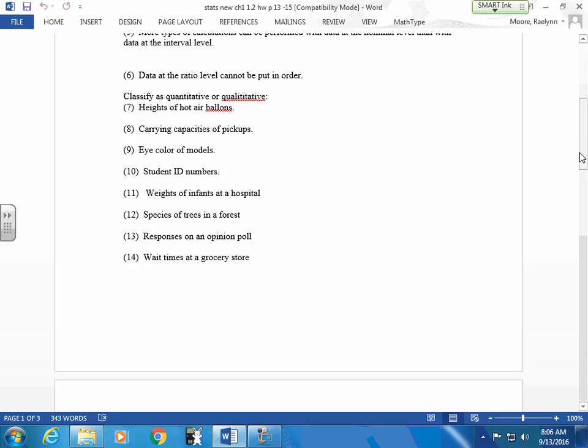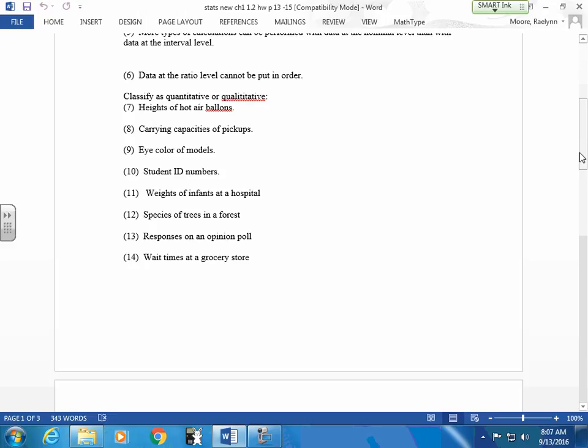Eye color of models, qualitative or quantitative? Qualitative. It just gives a quality of that person. What level of measurement is color? Nominal. Good. In other words, I look at the color and I say, is there any way I can do a calculation on the color? No. Nominal. Nominals can't have any calculations. Can I say one blue is brighter than the other blue? But there's no way for me to measure that.